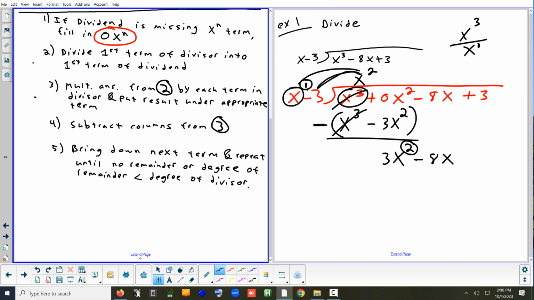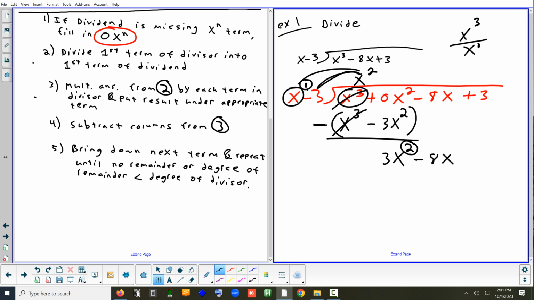So keep repeating that process until one of 2 things happens. You either end up with a remainder of 0. If you get remainder 0, then you can stop. Or, if you don't have a remainder of 0, you are done when the degree there is smaller than the degree there. Okay, so right now our degree is a 2. The other one is a 1. We need to keep going. So we're going to repeat the process.